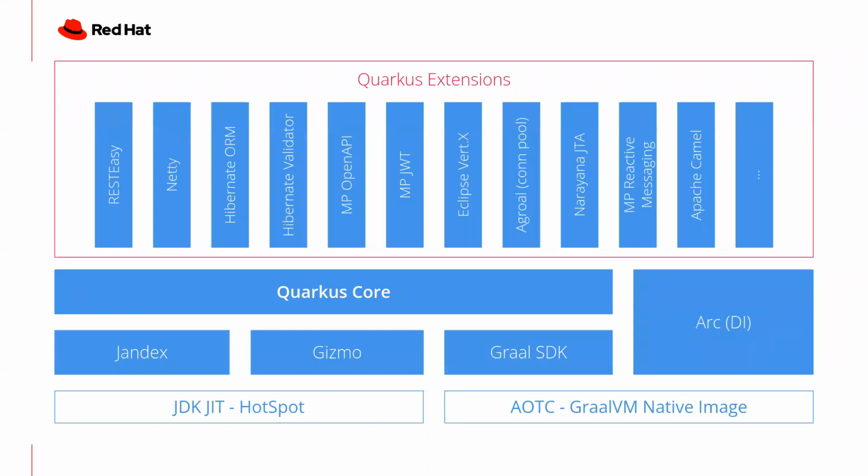This is kind of how Quarkus looks like on an architecture level. Jandex is a library that can scan annotations. So during build time, all these extensions use Jandex to scan the annotations and understand what needs to happen. Gizmo does bytecode recording. We use Graal if we need to get down to a native image. Arc is a dependency injection, so normal injection. And then on top of that sit all these extensions.